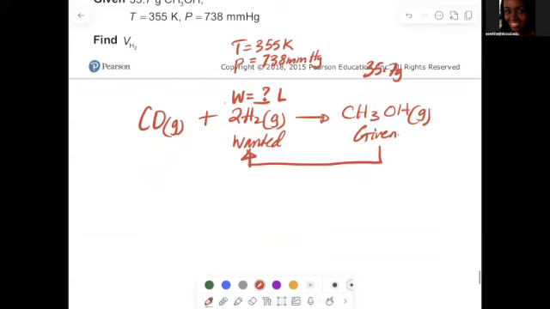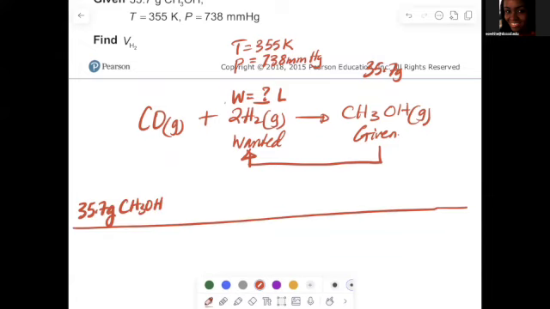So I'm going to start with the given, 35.7 grams, and the chemical is CH3OH. Okay. So in stoichiometry, when you start with grams, the next conversion always has to be the periodic table. Almost always, unless it's in the end and then you might go to something else. But in this case here, if you're starting with grams, next conversion, periodic table.